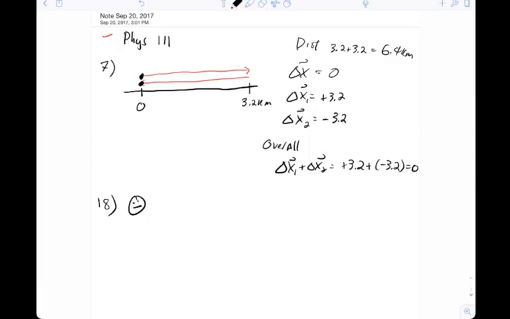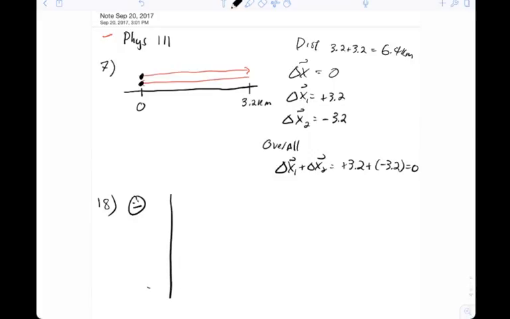Okay, so I guess let's start the next question. Question 18. Figure P2.18 shows motion of an object as a function of time. How long did it take the object to get from the position x equals 2 meters to the position x equals 3 meters? Is there only one correct answer?